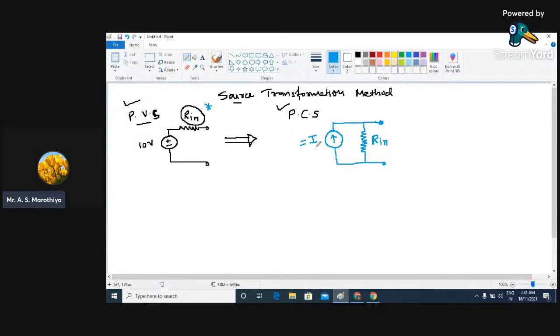Now how to find the value of current? Here we need to find the value of current by applying Ohm's law. That's it. So if you apply Ohm's law, we can write here I equals V by R. Now in this case, what is V? V is 10 volt. So I can write here 10 divided by R. What is R? It is nothing but the internal resistance of this voltage source, so this is going to be equal to R in. So the magnitude of this I is nothing but 10 by R in, and the unit is ampere.